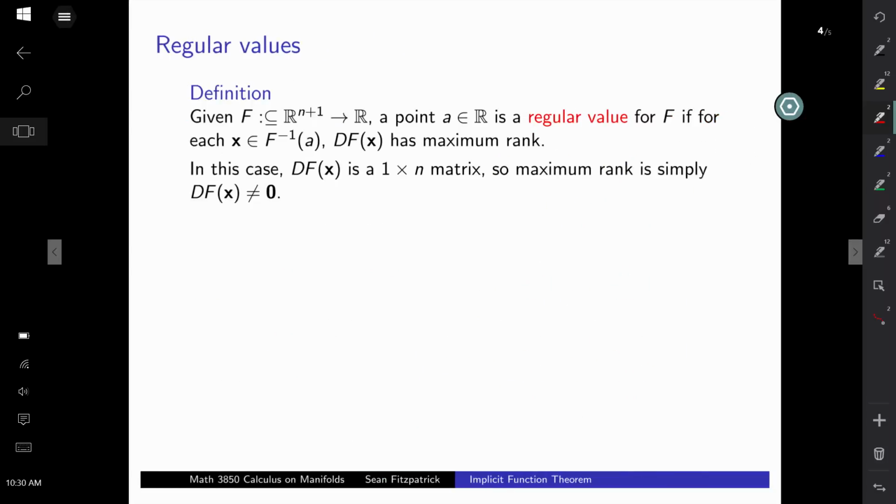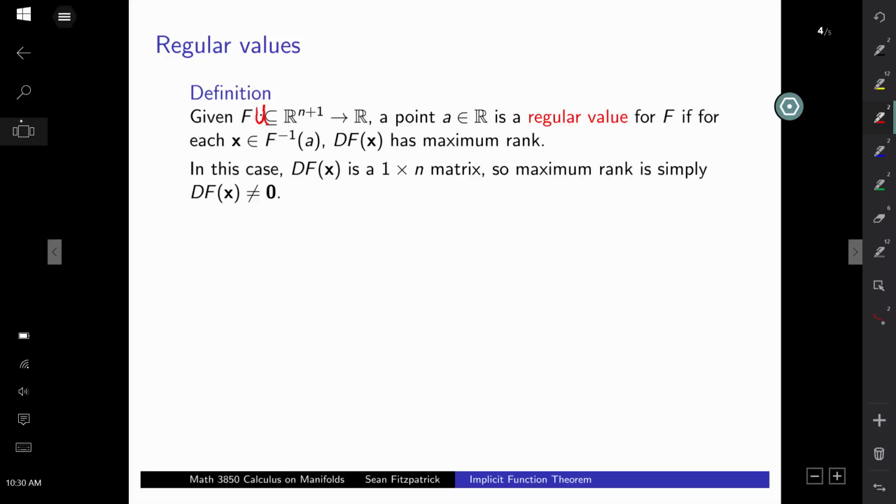Okay, so we've mentioned this definition before. Oops, there was supposed to be a u. I don't know what happened to my u. So f will be a function from a subset u in R^(n+1) to R, right? And we say, what is a regular value? A regular value is one where the derivative has maximum rank for every point in the pre-image.